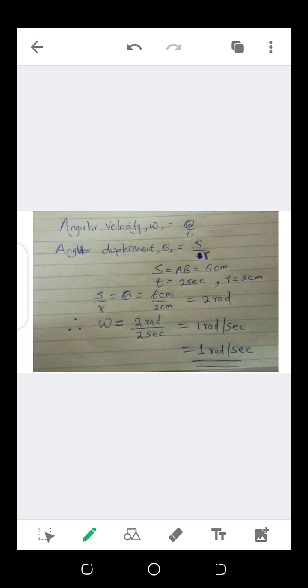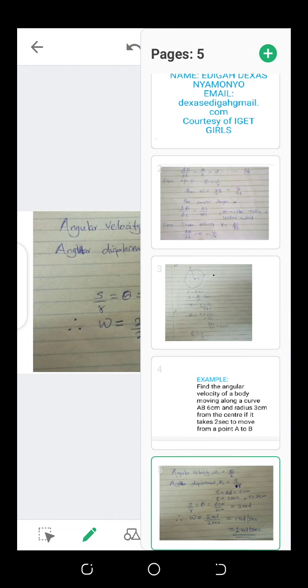So coming back to omega, the angular velocity, it equals theta, which we found to be 2 radians, divided by 2 seconds, the time given. So it will be 1 radian per second, and that is the angular velocity according to the question given.